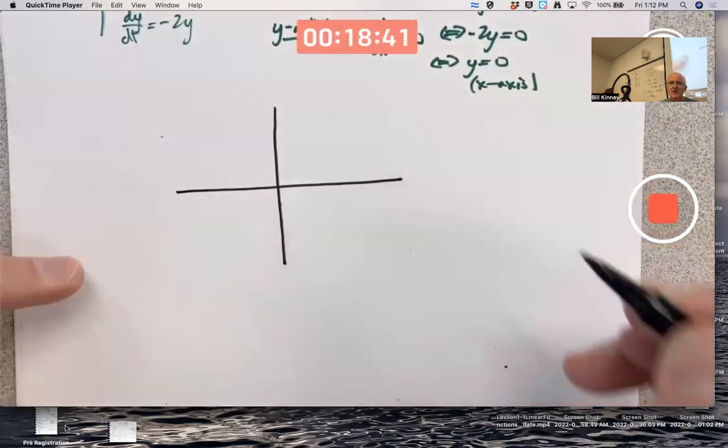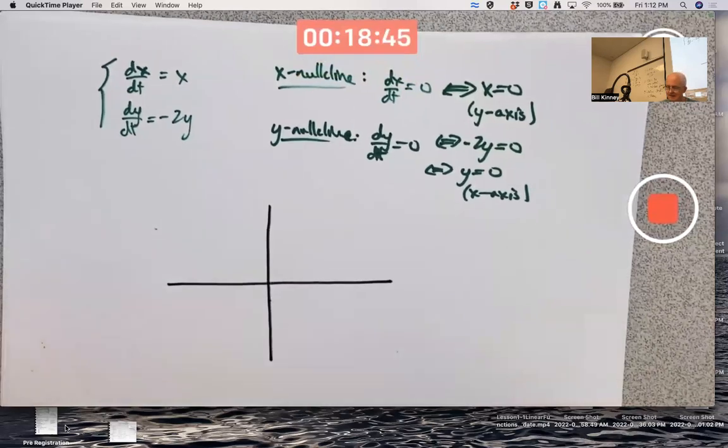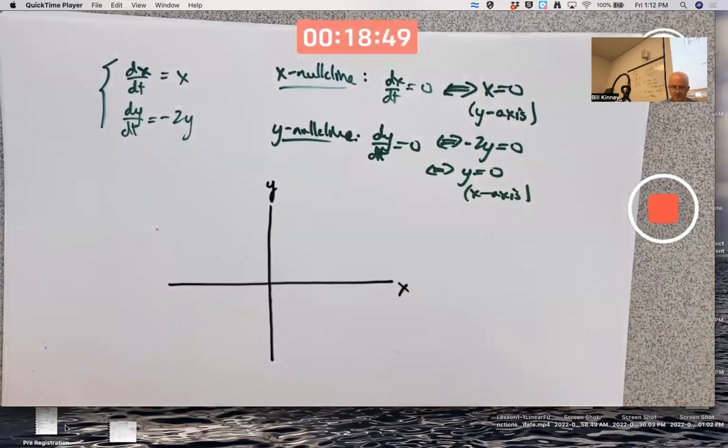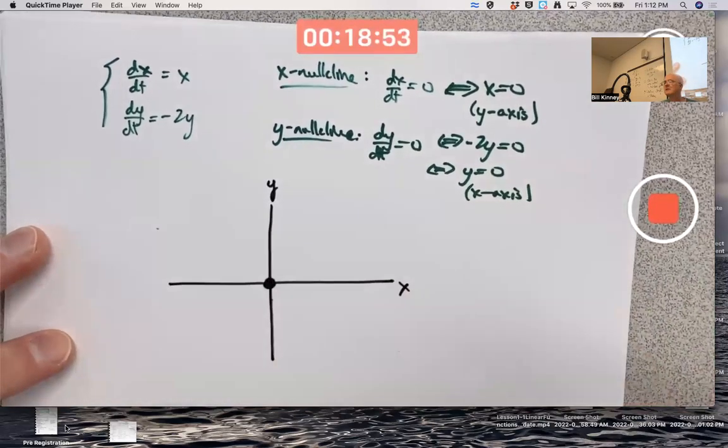Where the x and y nullclines intersect, you have equilibrium points. They only intersect at the origin. The origin's your only equilibrium point. That's typical for linear systems.